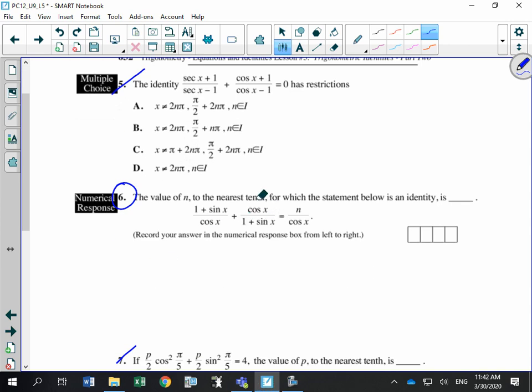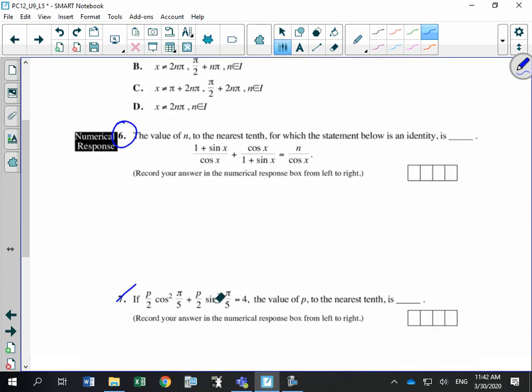Number 6, I want you to circle this guy. So essentially, rejig this left-hand side. And if you do this, you're going to get a number over cos of x, and they just want to know what number that is. Okay? And then you don't have to do number 7. That concludes this lesson.